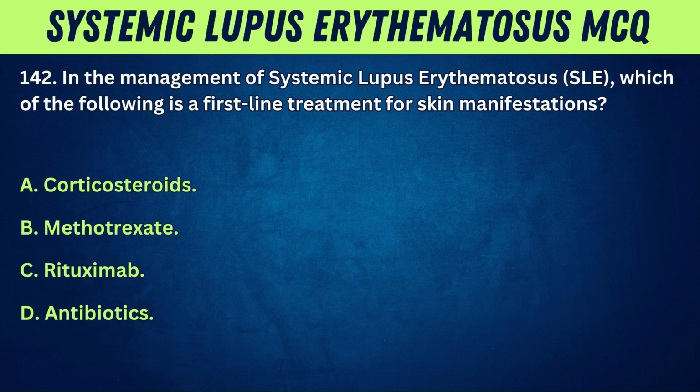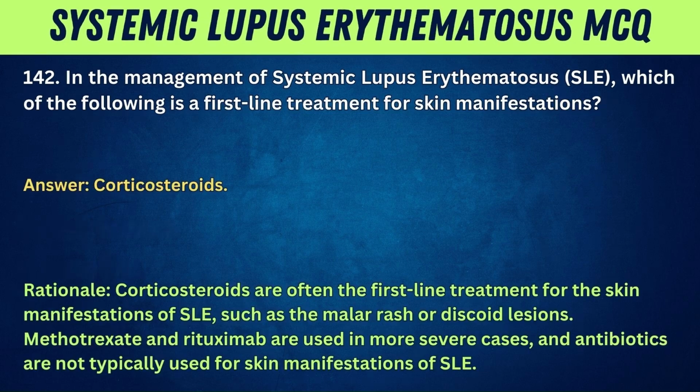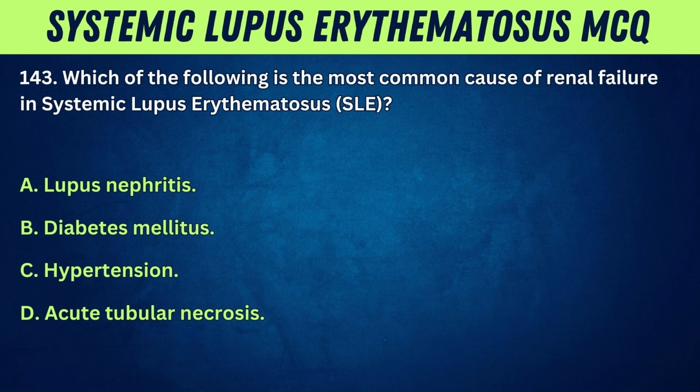142. In the management of systemic lupus erythematosus, SLE, which of the following is a first-line treatment for skin manifestations? A. Corticosteroids. B. Methotrexate. C. Rituximab. D. Antibiotics. Answer: corticosteroids. Rationale: corticosteroids are often the first-line treatment for the skin manifestations of SLE, such as the malar rash or discoid lesions. Methotrexate and rituximab are used in more severe cases, and antibiotics are not typically used for skin manifestations of SLE.